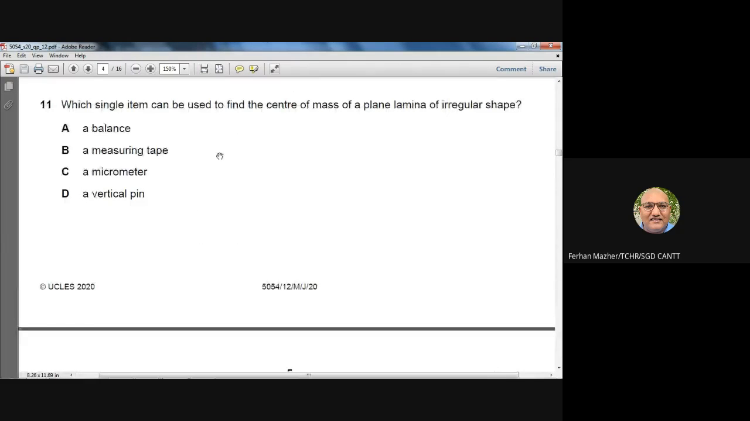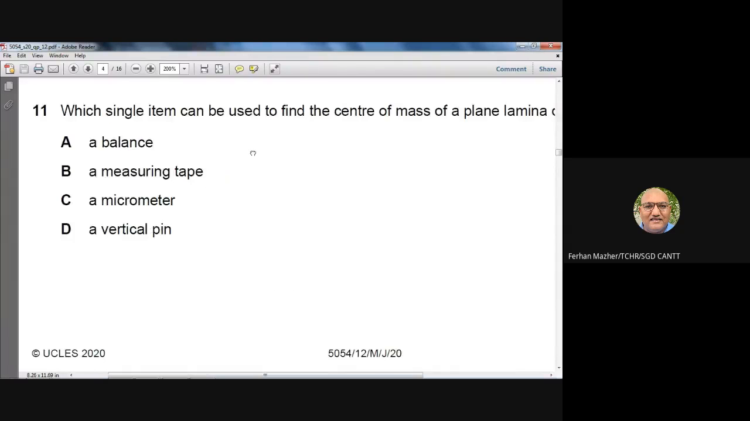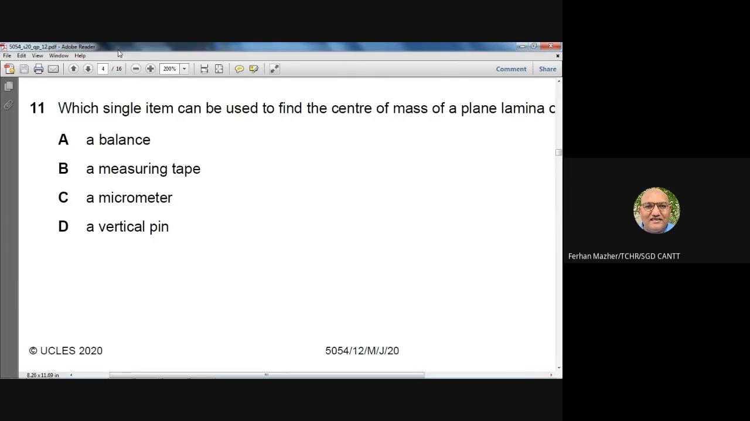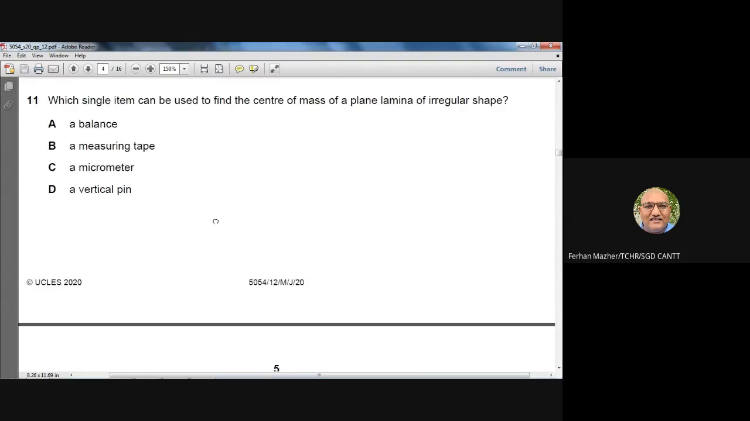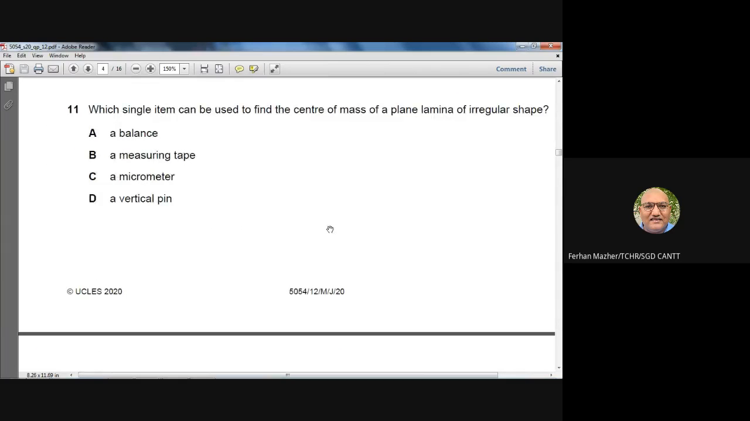Question number 11 is on your screen. Which single item can be used to find the center of mass of a plane lamina of irregular shape: a balance, a measuring tape, a micrometer, or a vertical pin?